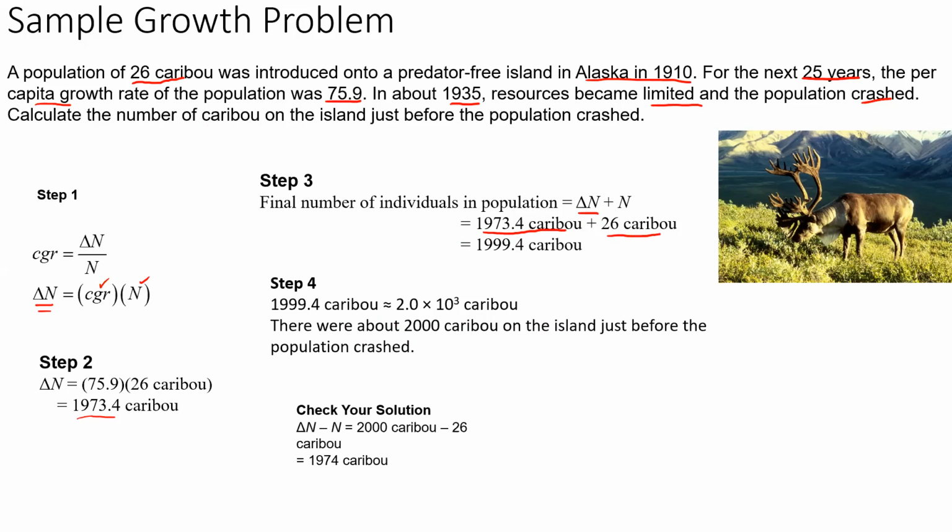Now I encourage you to do this next step: check your solution. 2,000 minus 26 caribou will give me 1,974. And we work this backwards. 1,974 divided by 26 will give me my 75.9.